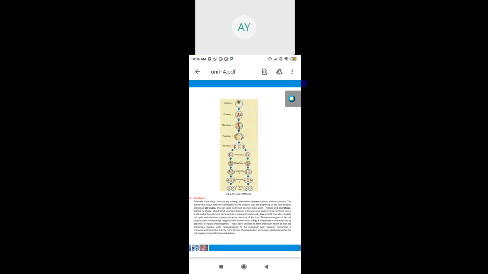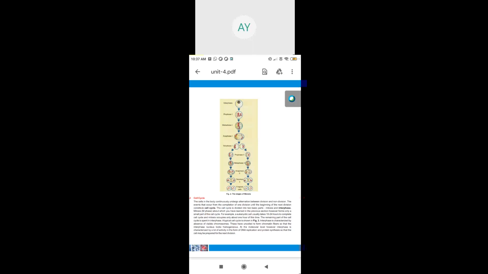Next, you will find what happens. What is the difference between metaphase 1 and metaphase 2? In metaphase 1, there are two equatorial plates, two lines of chromosome arrangement. But in metaphase 2, only one line of chromosomes is arranged at the center.